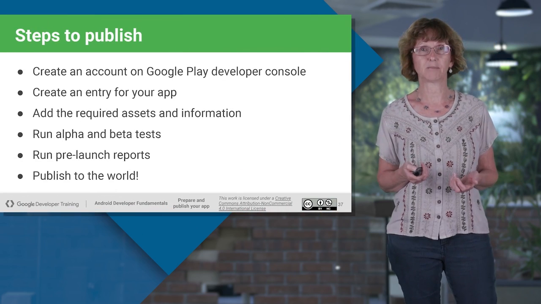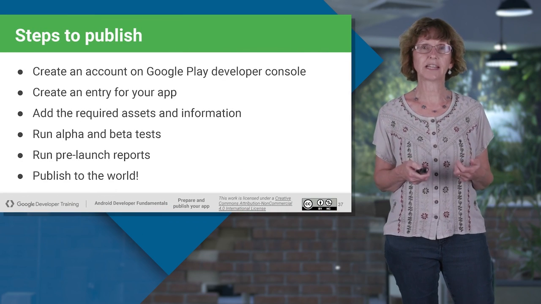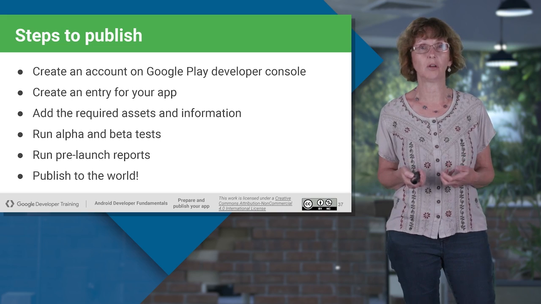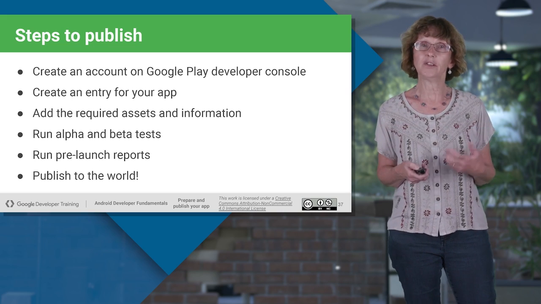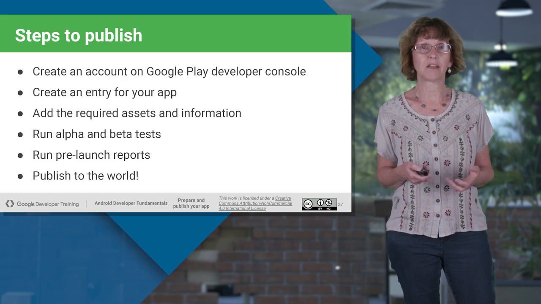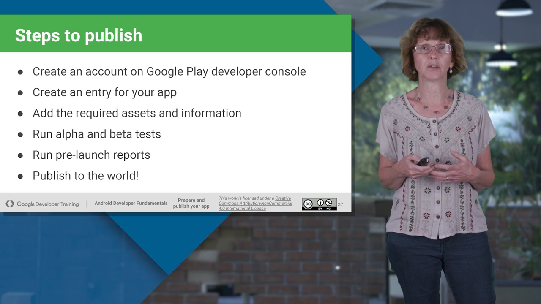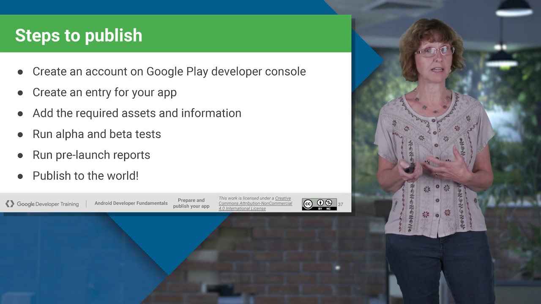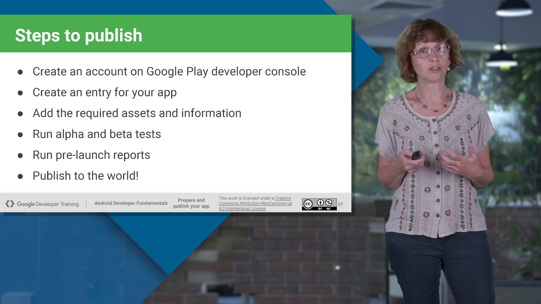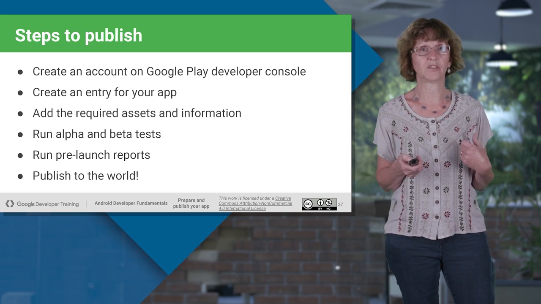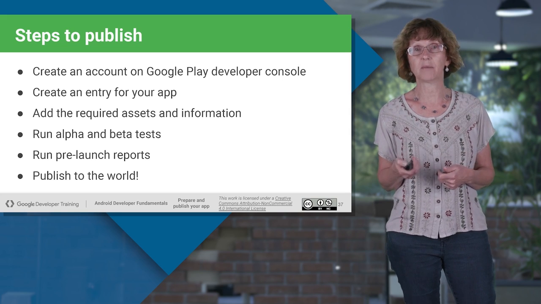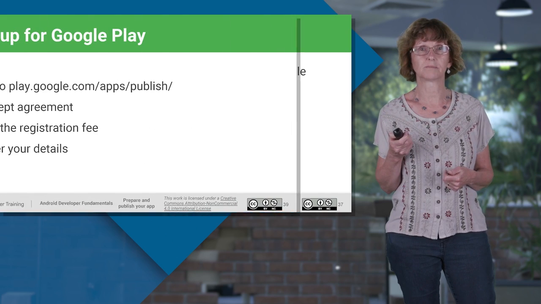So here are the steps for publishing. First, you have to create an account on the Google Play Developer Console if you don't already have one. Then you need to create an entry for your app. Then you need to add the required assets and information. There's quite a few things that you need to specify for your app. Then you can run alpha and beta tests. You can also run pre-launch reports, which use Firebase Cloud Test Lab. And then when you're ready, you publish to the world.